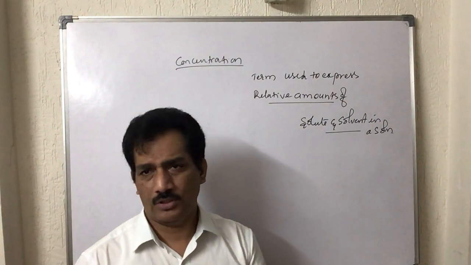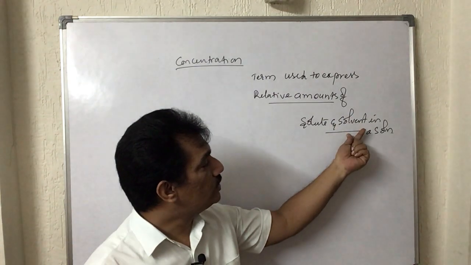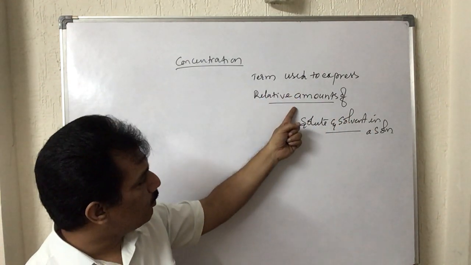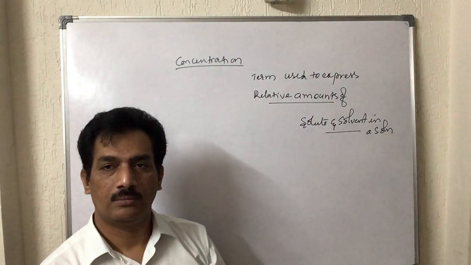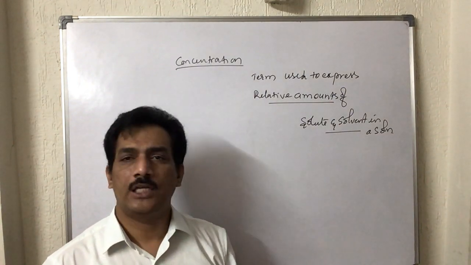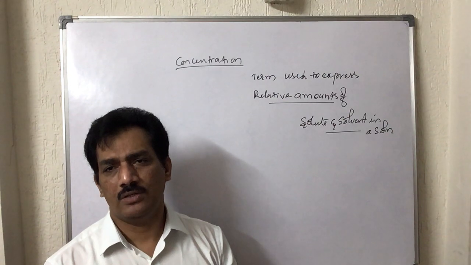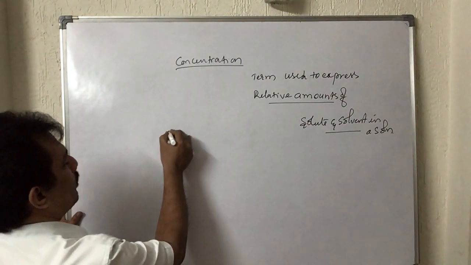That is nothing but always a ratio. When we consider the relative amounts of solute and solvent, the terms used to express this relative amount are nothing but concentration terms. Concentration is nothing but the expression of the relative amount of solute and solvent in a given solution. Clear? And now let us consider the amounts.